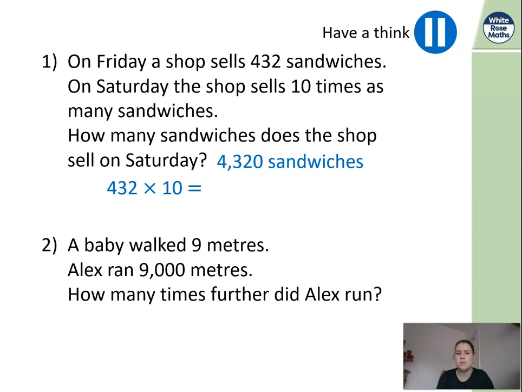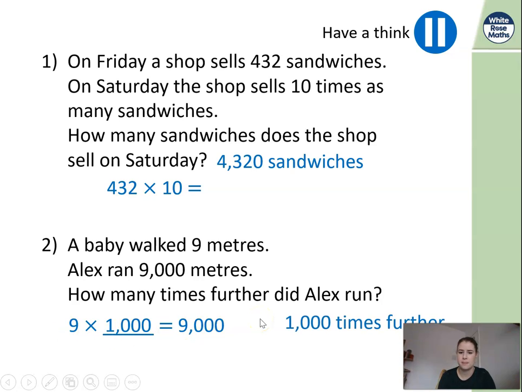Number 2, a baby walked 9 metres and Alex ran 9,000 metres. How much further did Alex run? So here we need to work out the difference of how we get from 9 to 9,000. Now our clue here is going to be our zeros. So 9 times something gives us 9,000, so we have to do the inverse. And we know that the answer is then 1,000. Our zeros here are a clue of how many times we need to move that digit. So the answer in total means that he runs 1,000 times further than the baby walks.